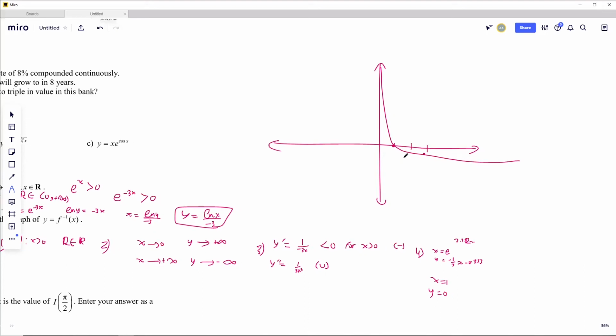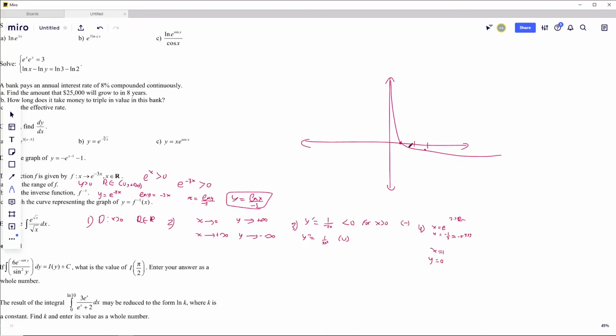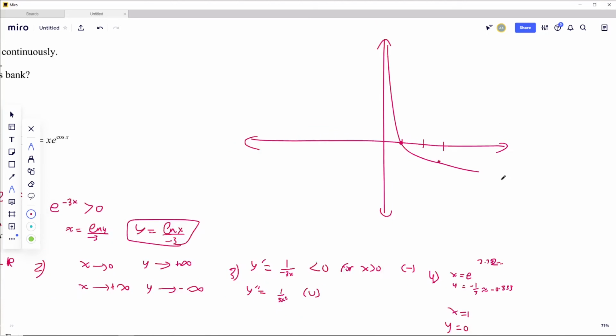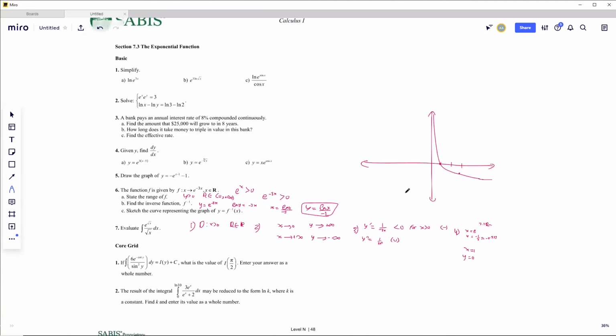Not a good graph, but this gives you a good grasp of how it looks. If we move this point slightly, I think it'll be a better fit here. So it's going to be something like that. That's the graph of this function.